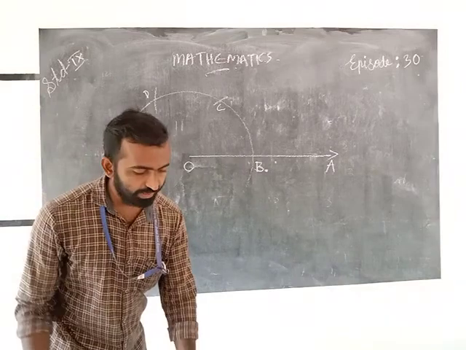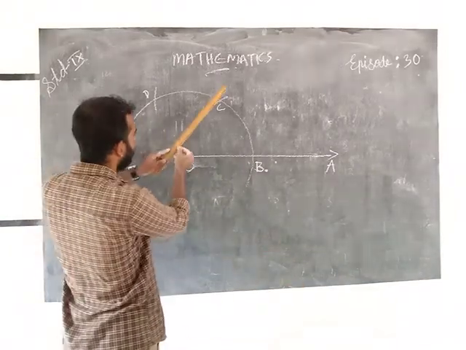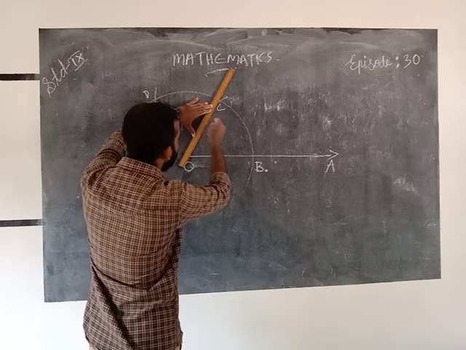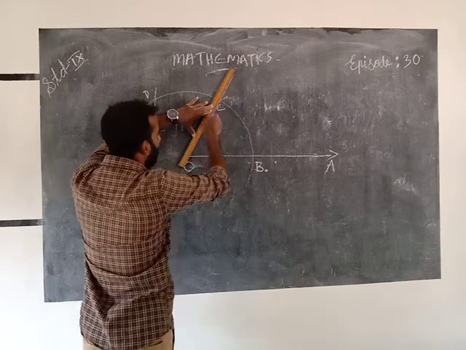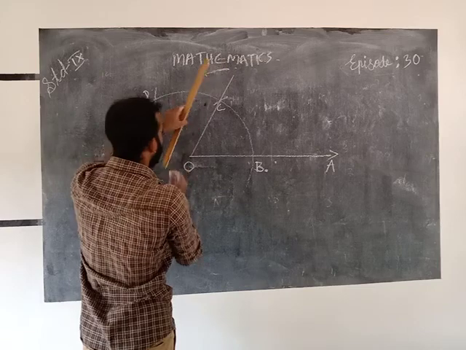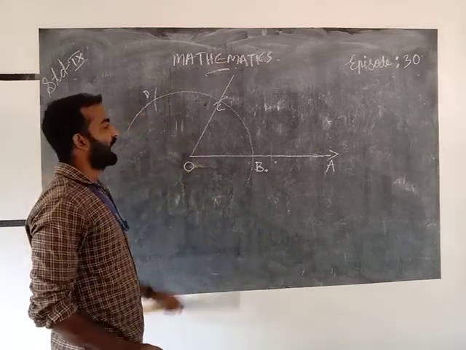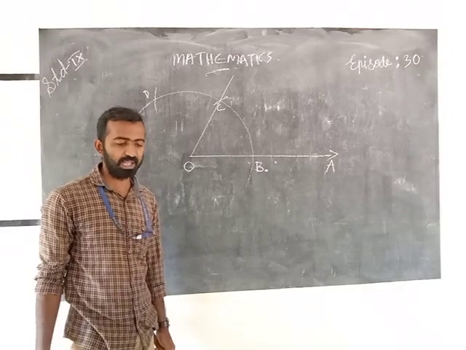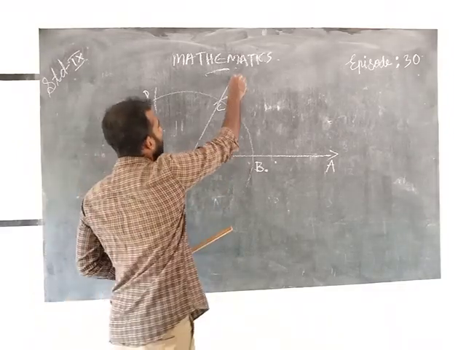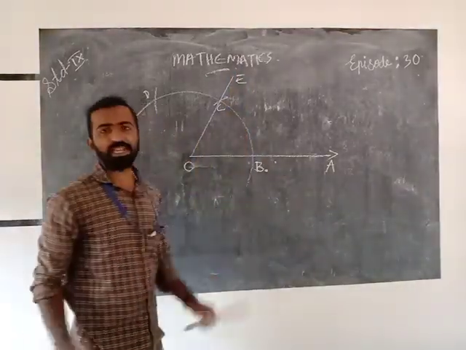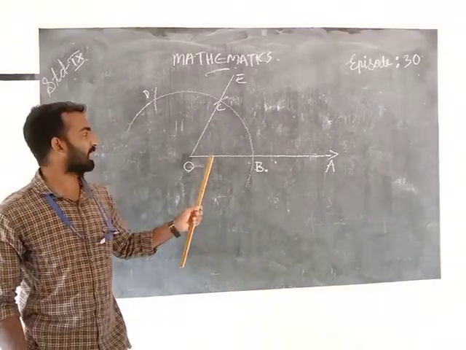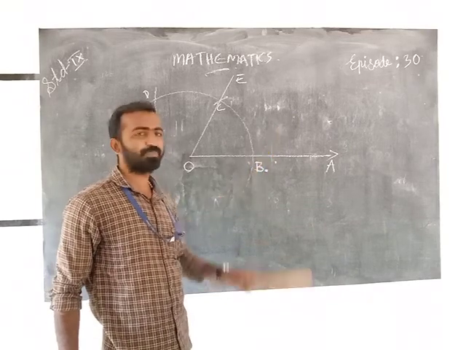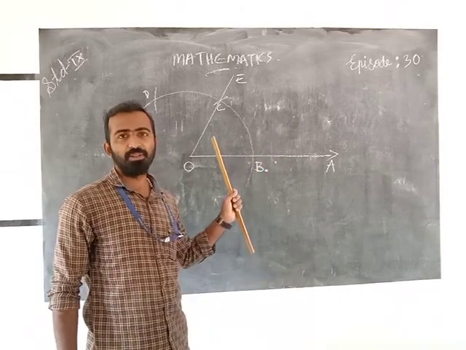Then we draw a line O to C. This angle must be 60 degrees. That is, the angle EOA is 60 degrees. Is it clear?